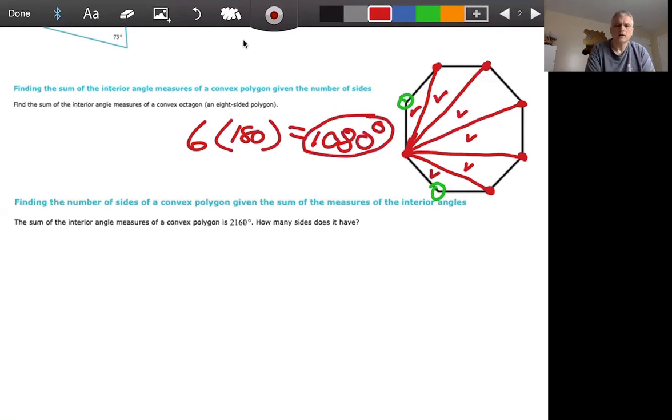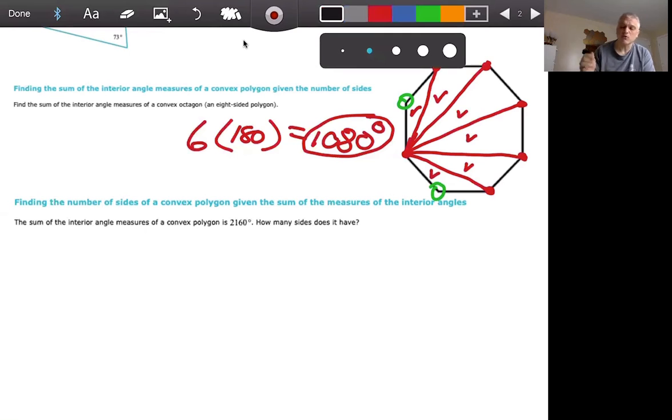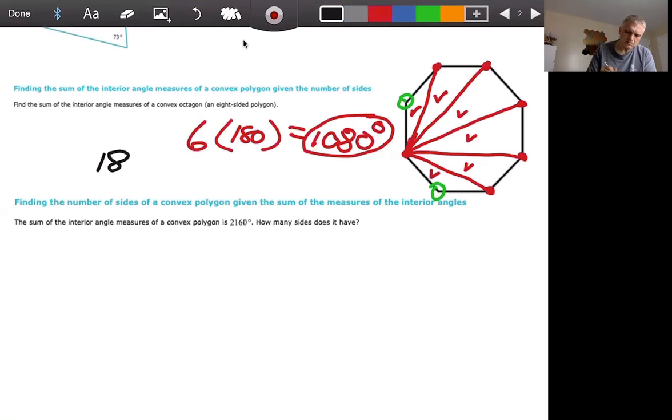Okay. Now, do we have to draw these triangles every single time? No. There's a formula that makes sense of this. Actually, I think this makes sense of the formula, because what did we do? We took 180 and we multiplied it by, in this case, 6.